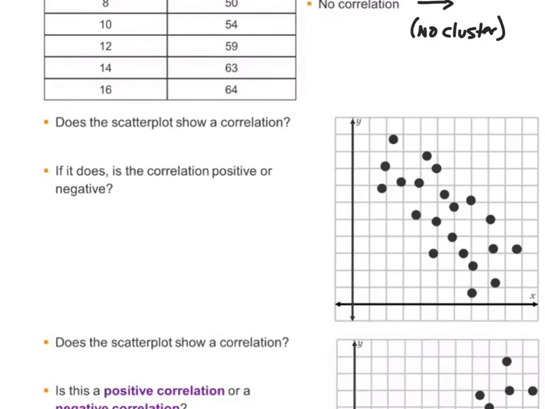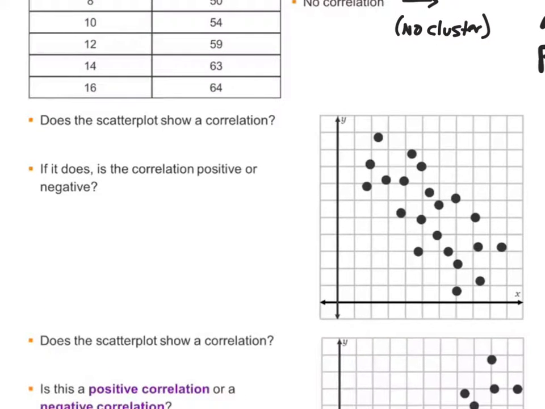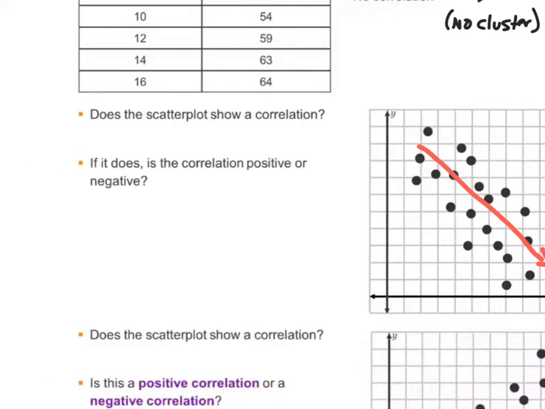All right, now let's take a look at some examples and see: does the scatter plot show a correlation? If it does, what is it? What I see here in this graph is that as x gets big, the y values are getting small. So I'm going to draw a line that fits the data. We'll talk about this in the next section, but that's my line that fits. So does the scatter plot show a correlation? Yes, and we would call that a negative correlation.